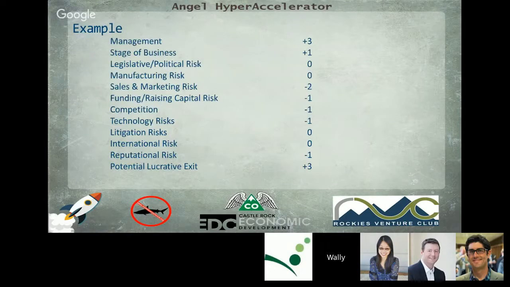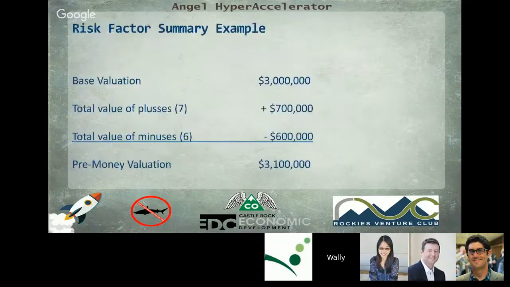So here's an example for a company. Excellent management team, we give them +3. Stage of business, maybe they're in early revenue, +1. Legislative political risk, not an issue, so a 0. On and on, lots of sales and marketing risk, -2. So next slide. Now we add up all those pluses and minuses, so we got +700 and -600. So the net is +$100,000. So we have our $3 million baseline plus $100,000, giving us a $3.1 million valuation on the risk valuation. Next.